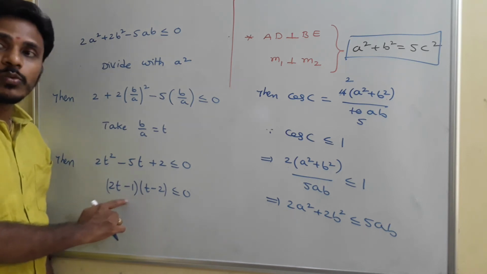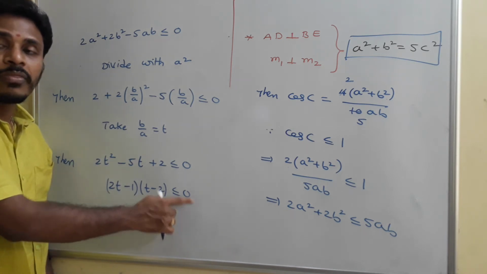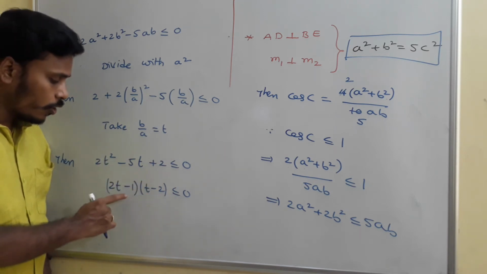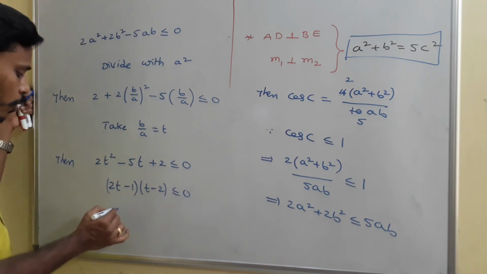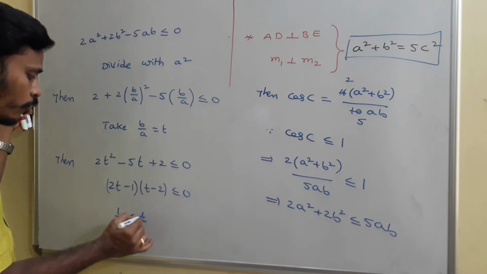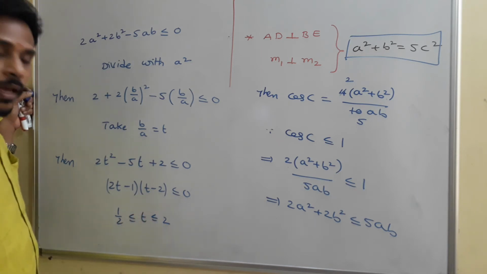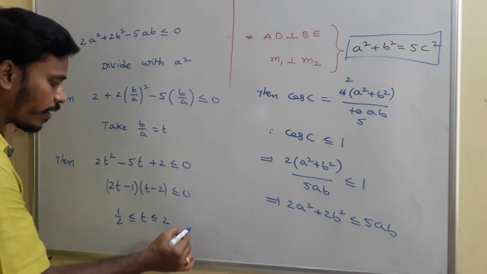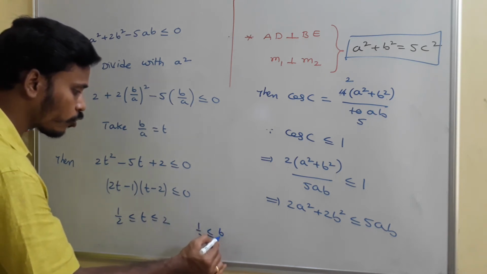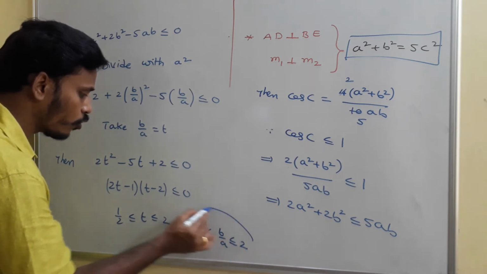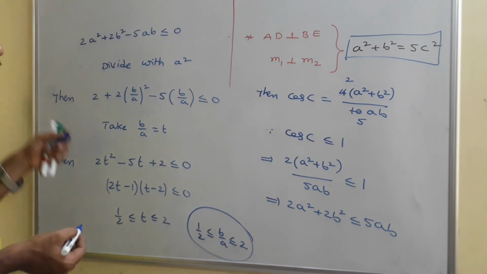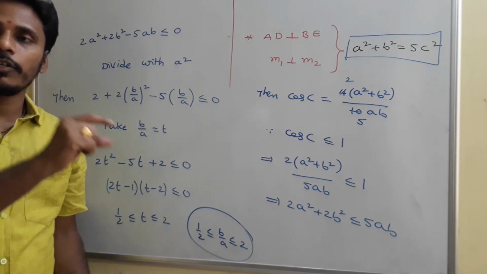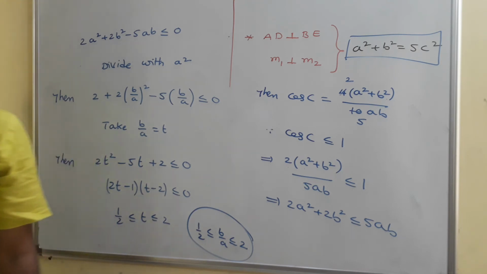And since 2t minus 1 into t minus 2 is less than or equal to 0, from the quadratic it is clear that the values of t are in between the roots of this equation, which are 1 by 2 and 2. So 1 by 2 is less than or equal to t, which is less than or equal to 2. At the end, that t is b by a actually. So therefore 1 by 2 is less than or equal to b by a, which is less than or equal to 2, and that is the range of b by a. Always if two medians are perpendicular, then b by a values lie in between 1 by 2 and 2. Okay, just have a look.